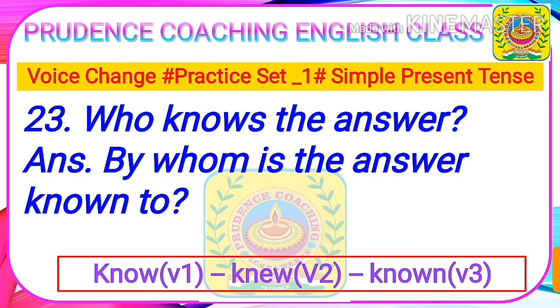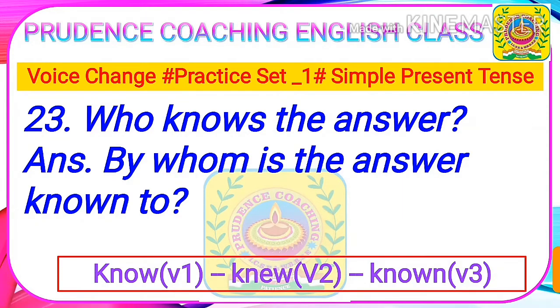As this one is the question, so we need to write the be verb before the subject. So after writing is, we will write the subject. Next we will write the V3 form or the past participle form of the verb, that is knows. Knows becomes known in the past participle or V3 form, and after that we need to write the preposition to, because we always write known to, means to is always written after known. So our final statement will be by whom is the answer known to.